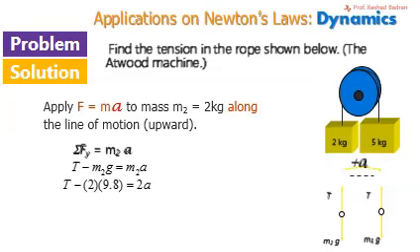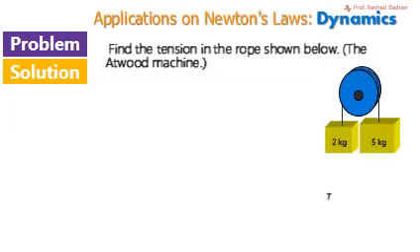Now, by inserting the given numbers or given magnitudes in the equation, we're going to get the first equation where we have two unknowns, T and a. Now we need another equation. We're going to get this equation from the 5 kilogram mass.